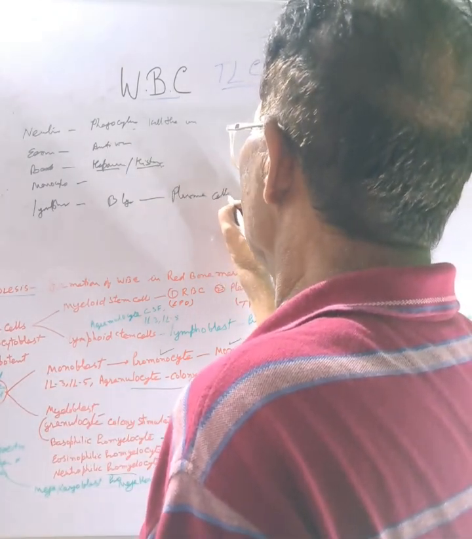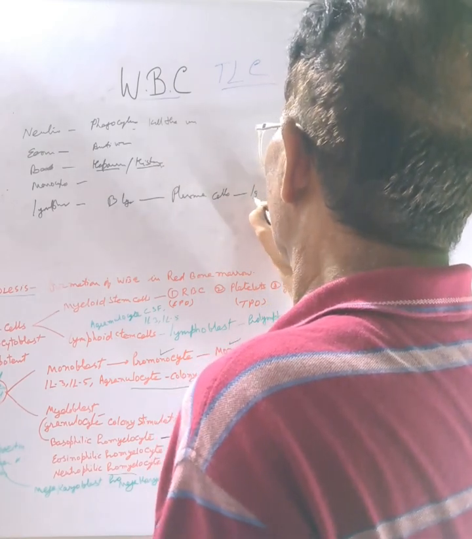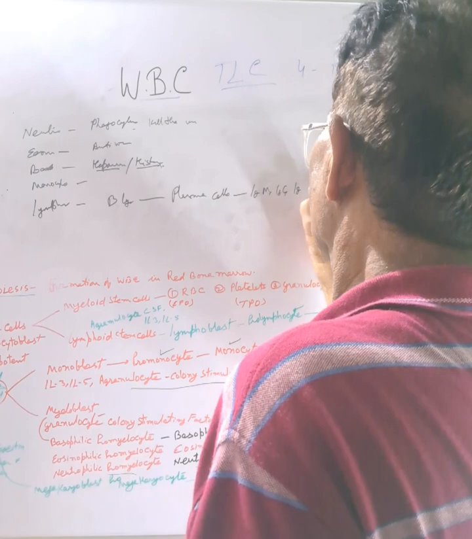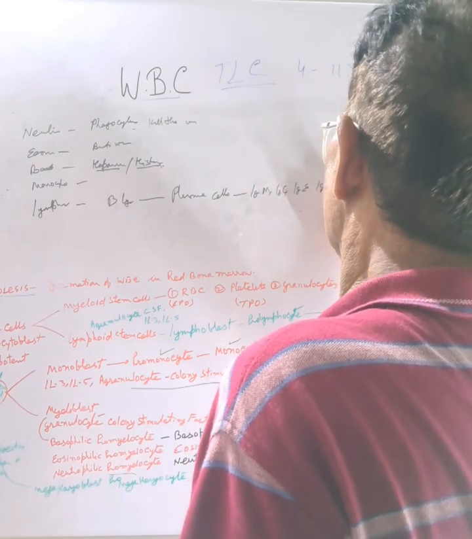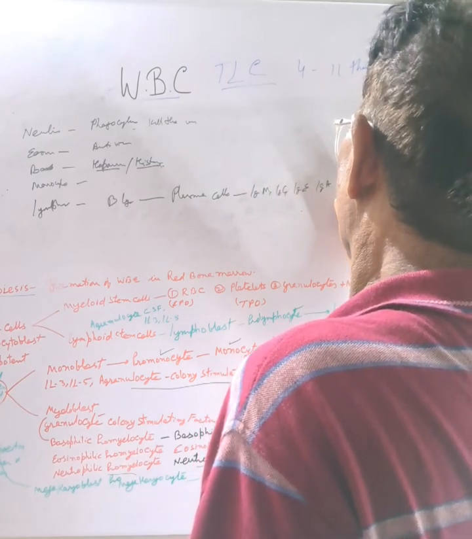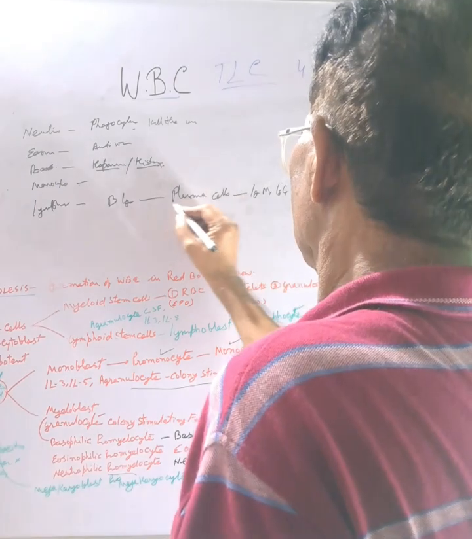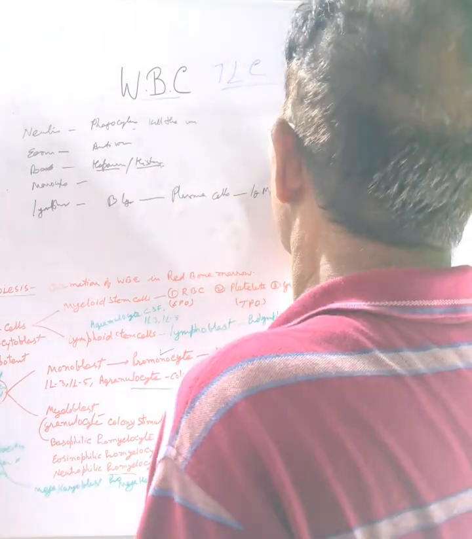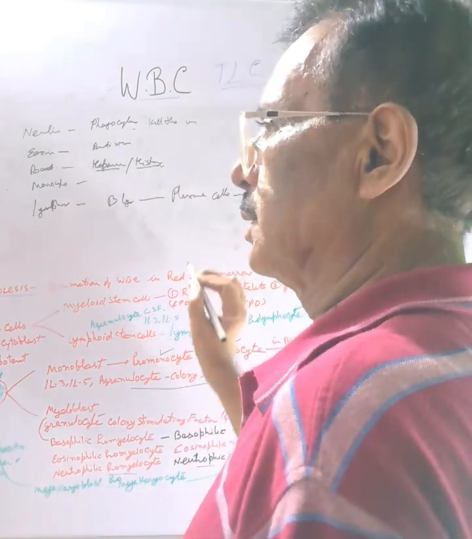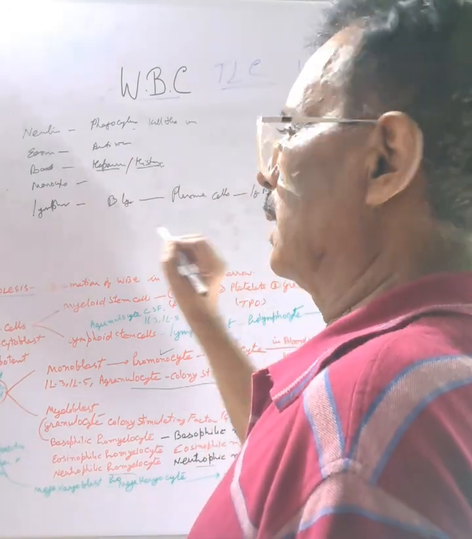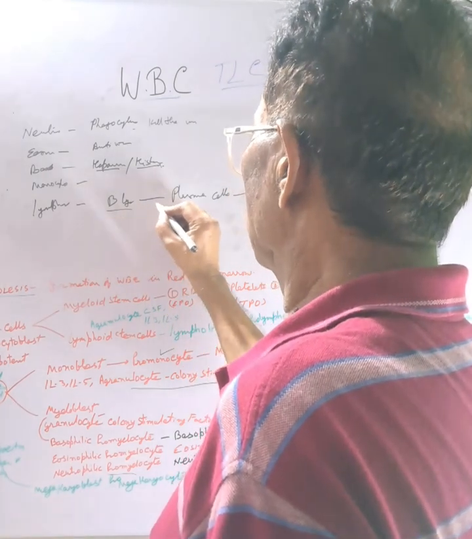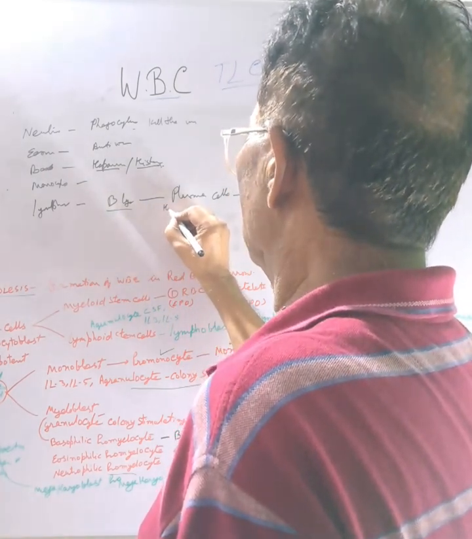Plasma cells will form different types of immunoglobulin, IgM, IgG, IgE, IgA, and IgD. This is transformed into plasma cells and synthesizes 5 types of immunoglobulin, and this is involved in immunity. This is involved in humoral immunity.